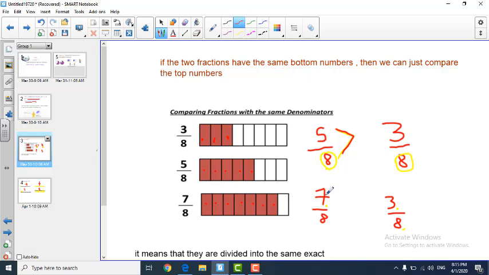Okay, another example, 7/8 and 3/8. Here we have the same bottom number. Okay, so look at the top number. Here 7 and here 3. So 7/8 is bigger than 3/8. If I colored here 7 parts and here 3 parts, the colored parts here are bigger than the colored parts here.